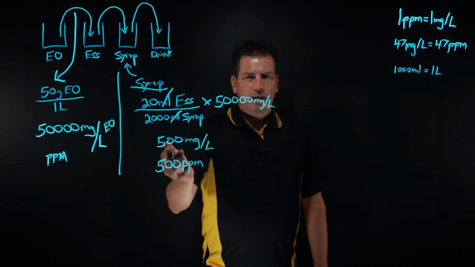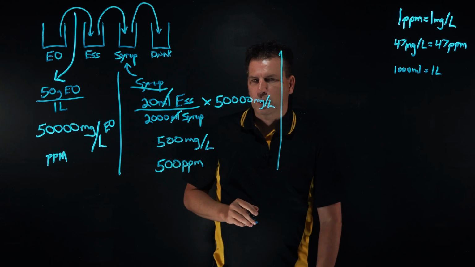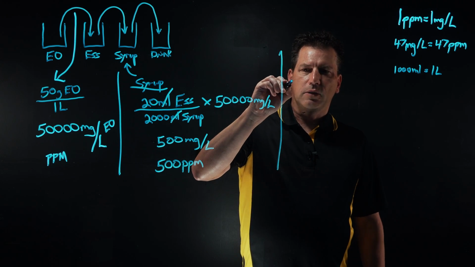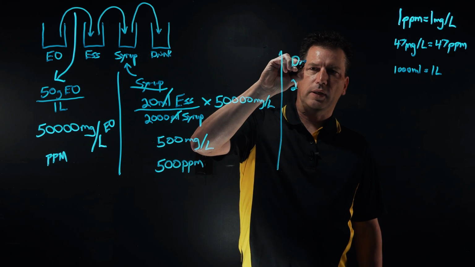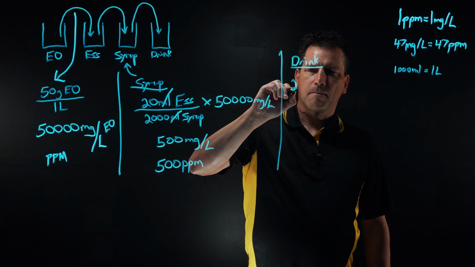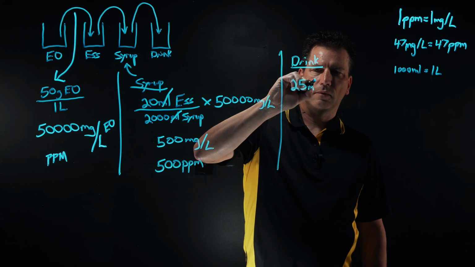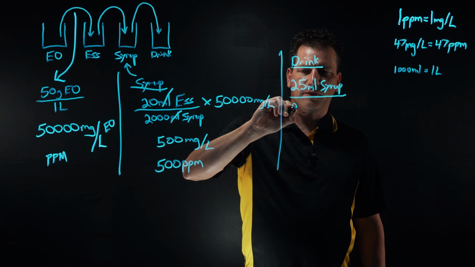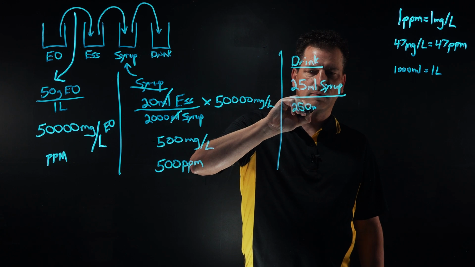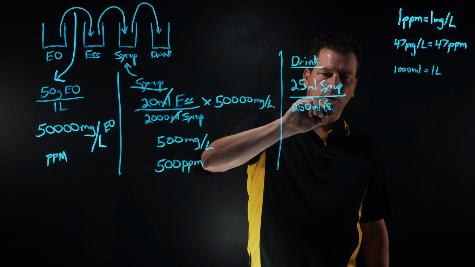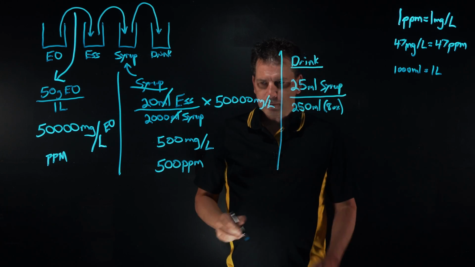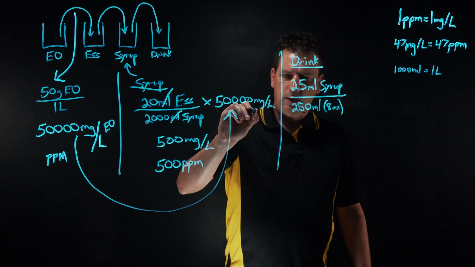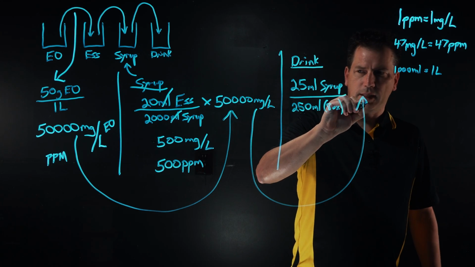So again, 500 ppm. Now that is still a little strong. Again, we're targeting, let's say, 50 ppm. So actually, let's make our drink. We're going to take 25 mils of syrup, and we're going to make 250 mils, which is roughly 8 ounces. It's just slightly larger than 8 ounces. Soda. And again, just like the first time, where we take this number and bring it here, we're going to bring this number here.